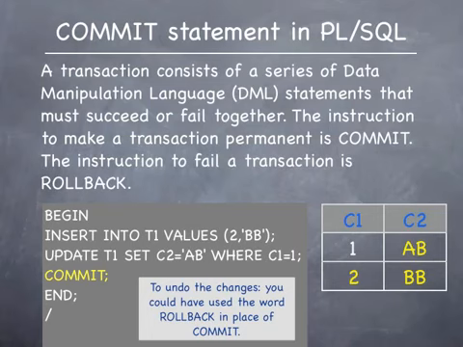In the example on the slide, there are two changes happening to the table called T1. The first DML is an insert statement that adds the row 2, 'BB' to the table. The second is an update statement that changes the value 'AA' for the column C2 where C1 equals 1 to 'AB'. The changes are then made permanent because of the use of the word commit inside the PL/SQL program.